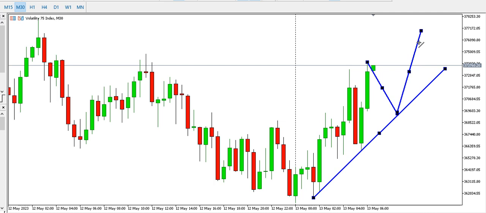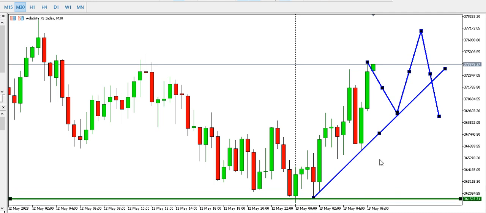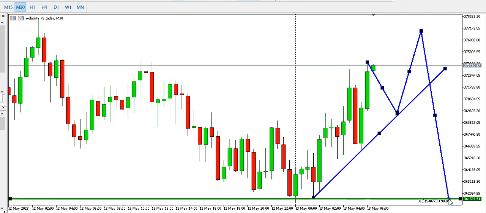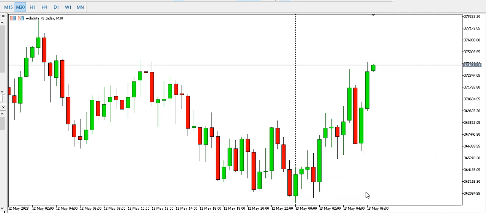The moment the ascending trend line gets broken, price will go back to the bottom, and the overall bearish trend might continue. But for now, price is going up, so you might want to look for buying opportunities.